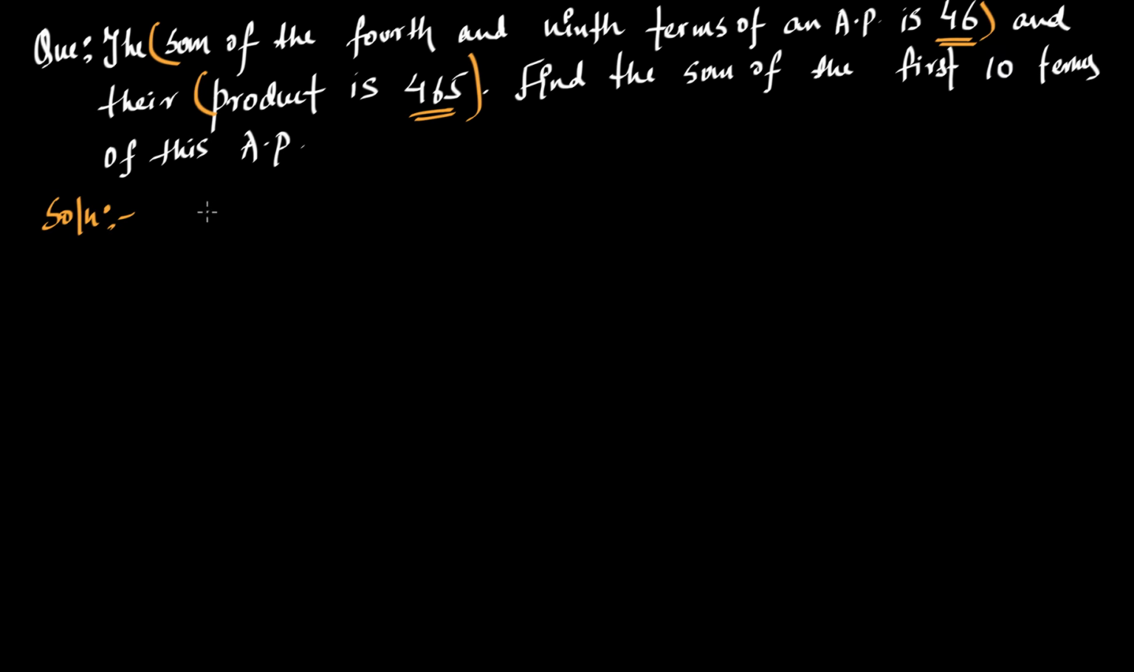Let us say that the fourth term t4 is some value p, right? And the ninth term t9 is some value q, right? Let us say this is equal to p, this is equal to q, so that it will be easy for us to write down during the course of this answer.